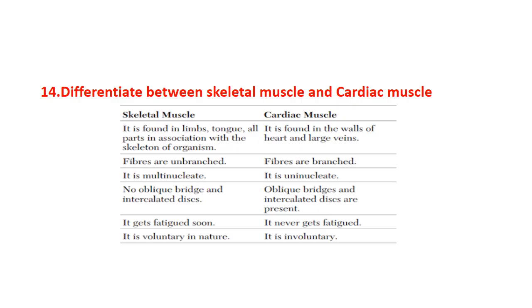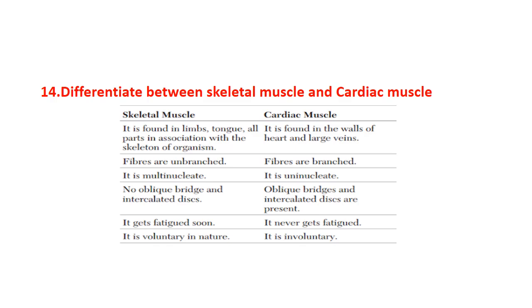What is the difference between skeletal muscle and cardiac muscle? The first difference is that skeletal muscle is found in the limbs, tongue, and all parts in association with the skeleton of the organism.